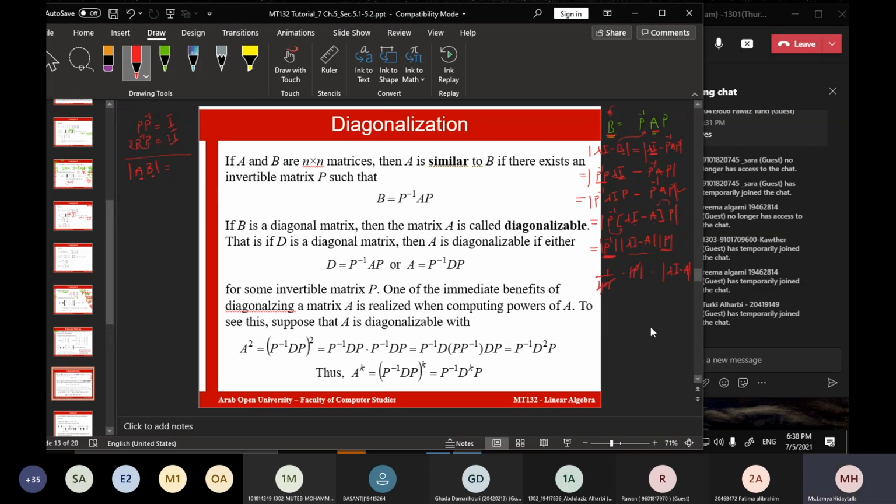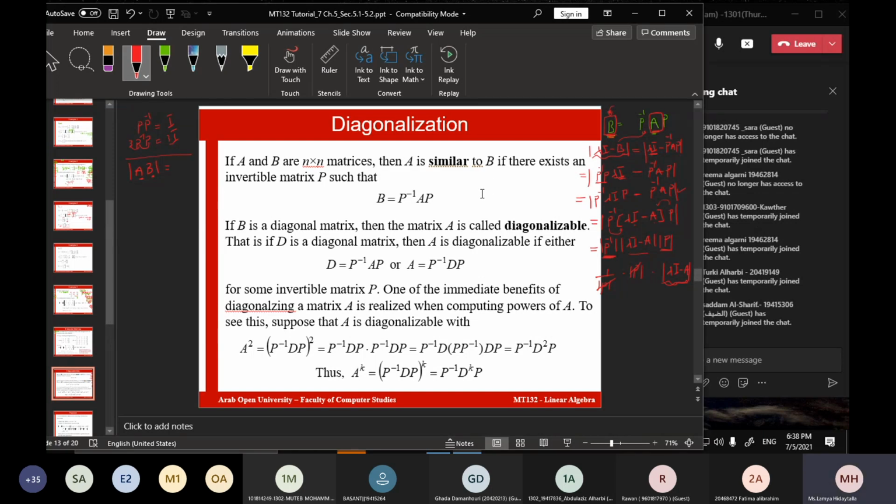Okay, so this will cancel. Yes? So it is equal to this. So the characteristic equation of B is the same as this characteristic equation. So they should have the same eigenvalues. The main, important thing: if A and B are similar, then they should have the same eigenvalues.